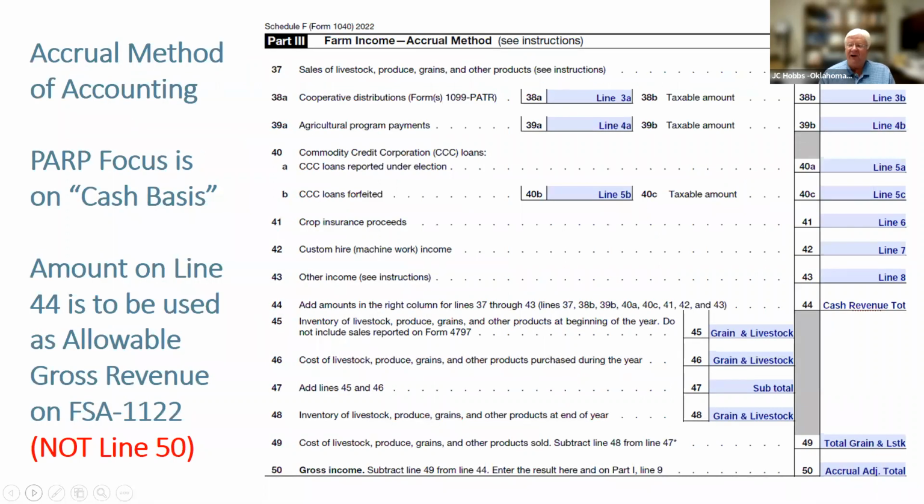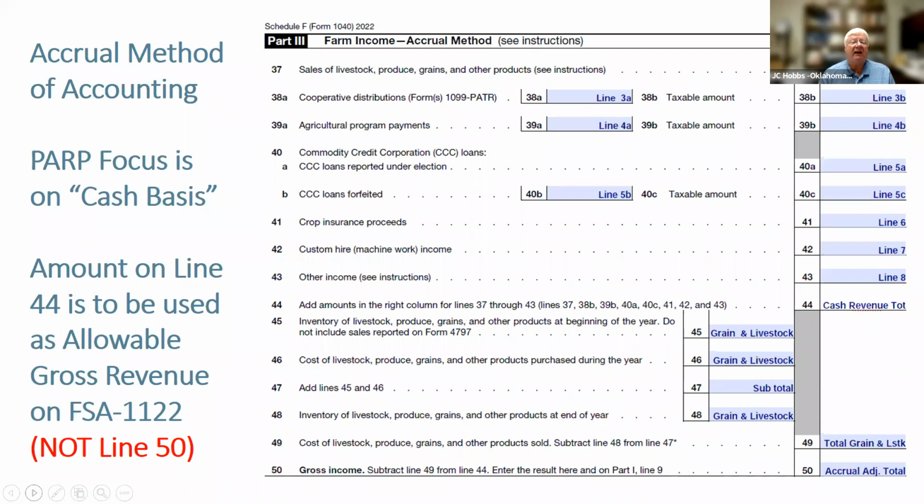Now, as I mentioned early on, we have 2% of our farm operations using accrual accounting. What happens? We have to make some adjustments, because the gross income that's reported on line 9, if you're an accrual basis taxpayer, will not be the true revenue that goes into the PARP application, because its focus is on cash basis. And I'll show you where that came from in a moment.